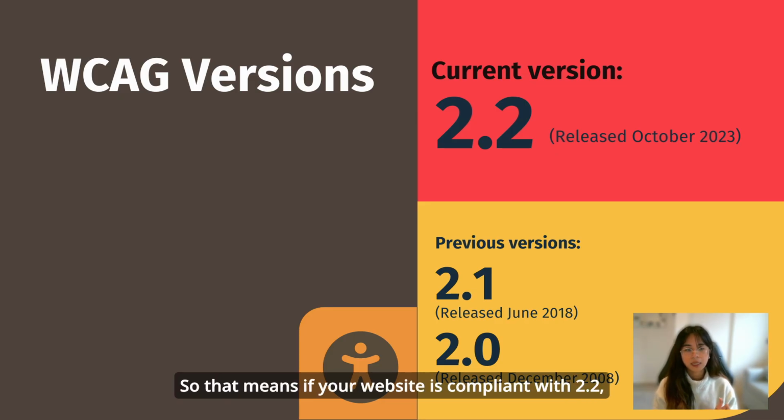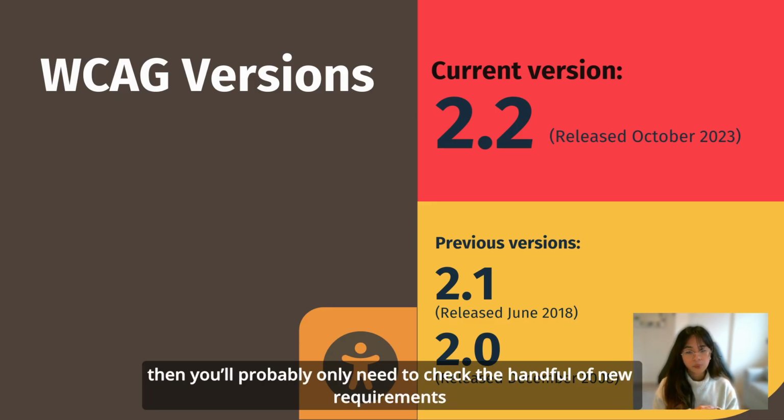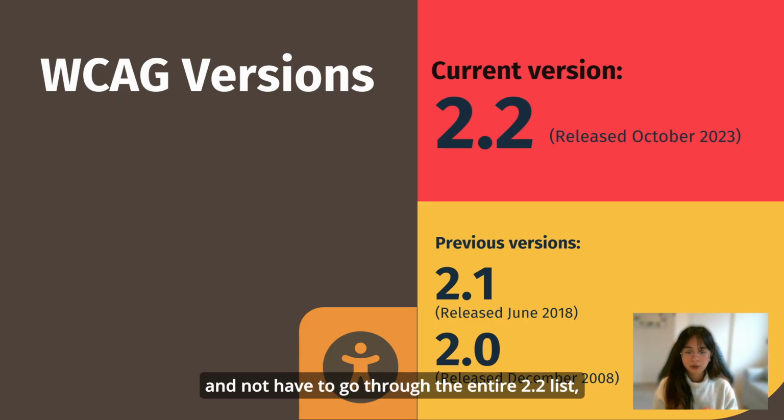That means if your website is compliant with 2.2, you're also going to be compliant with 2.1. If your website is compliant with 2.1 and you want to upgrade to 2.2, then you'll probably only need to check the handful of new requirements and not have to go through the entire 2.2 list. Although you're very welcome to, of course.